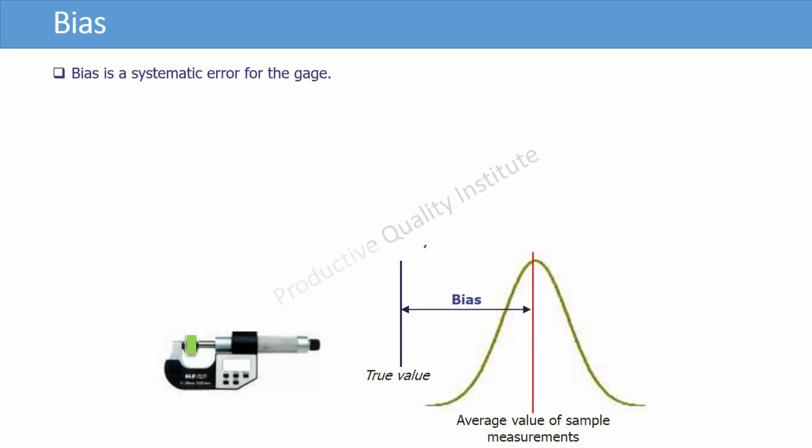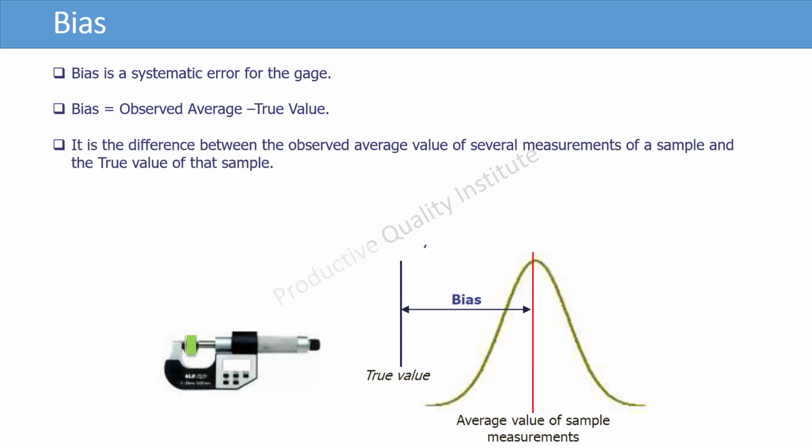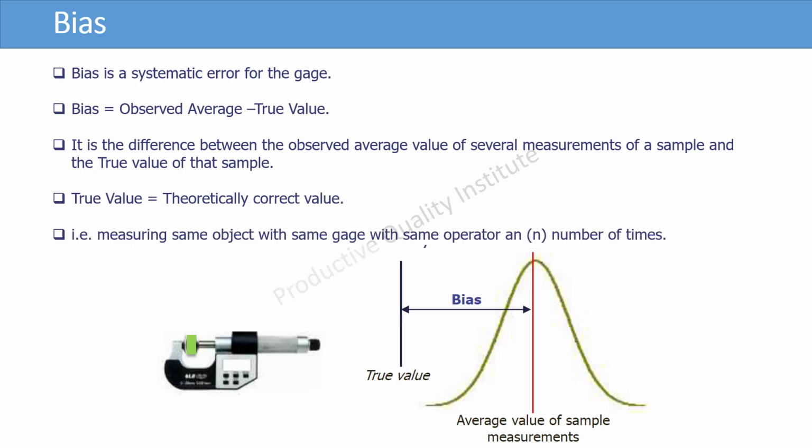Bias is a systematic error for the gauge. Bias is equal to observed average minus the true value. It is the difference between the observed average value of several measurements of a sample and the true value of that sample. True value is equal to the theoretically correct value. For example, measuring the same object with the same gauge with the same operator n number of times.